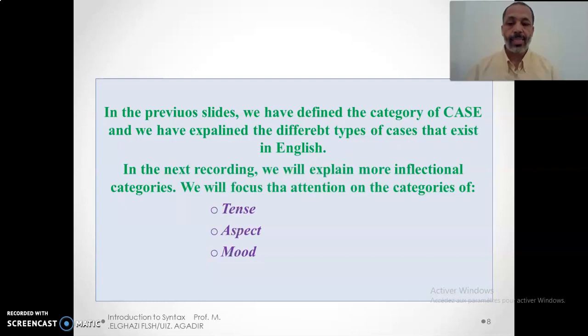So in the previous slides, we have defined the category of case, and we have explained the different types of case that exist in English, namely nominative case, accusative case, genitive case, and dative case. In the next recording, we will explain more inflectional categories, and we will focus the attention on the categories of tense, aspect, and mood.